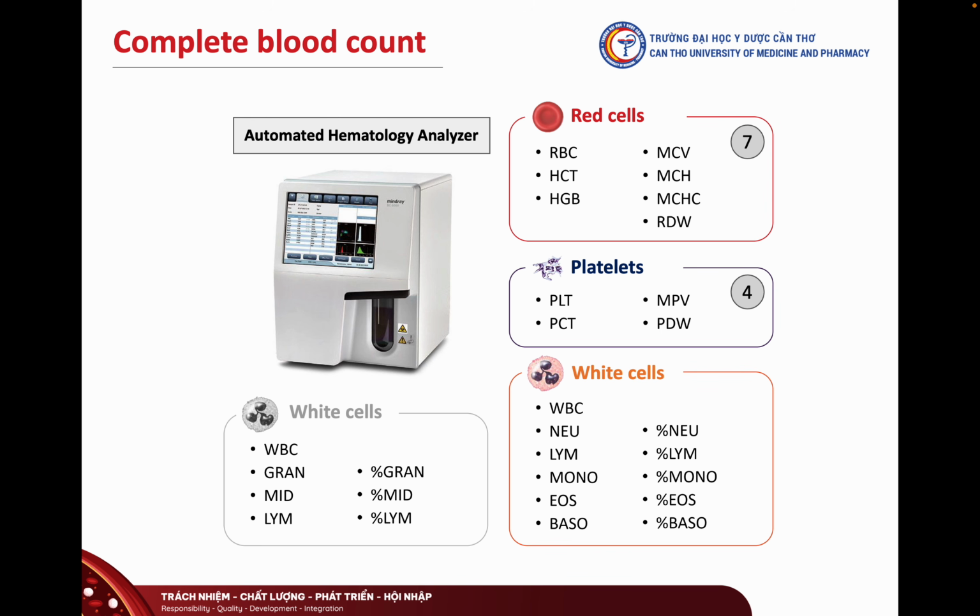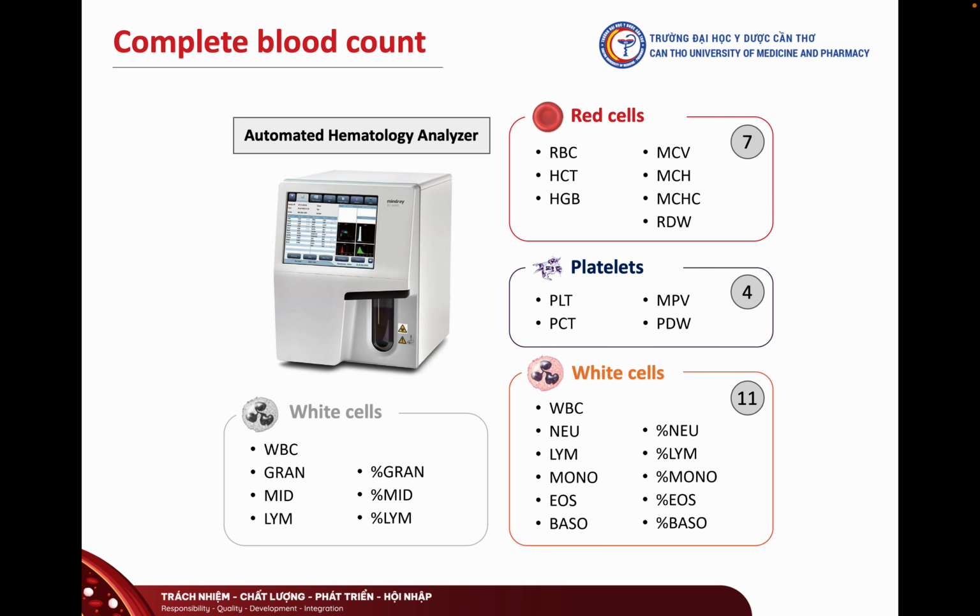And for the white cells, most modern analyzers provide 11 parameters, identifying the 5 distinct subtypes as well as the white blood cell count. The subtypes are the neutrophils, eosinophils, basophils, lymphocytes, and monocytes. Each subtype is reported both as the absolute count and the percentage of the cells. That's the system we will focus on in this course.